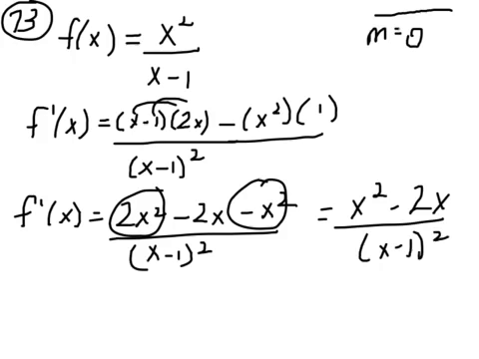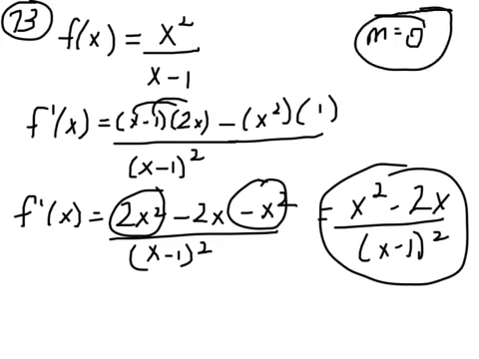This is the slope, but I want the slope to be 0. That will tell me where there are horizontal tangent lines when I graph this function. So what I'm going to do is take the slope and set it equal to 0, because a horizontal line has a slope of 0. So x squared minus 2x over x minus 1 squared equals 0.